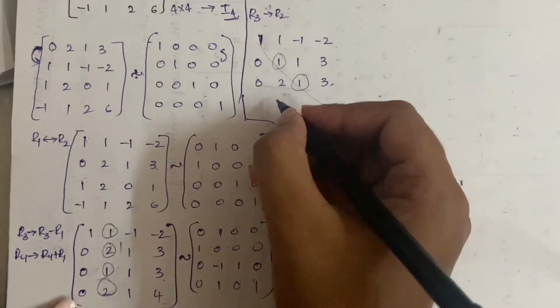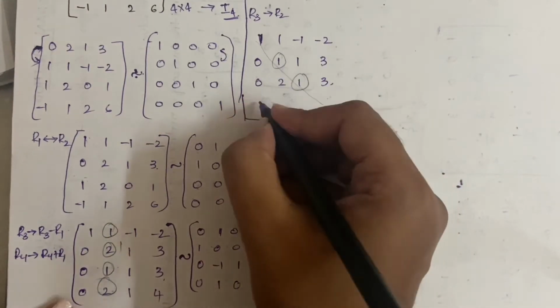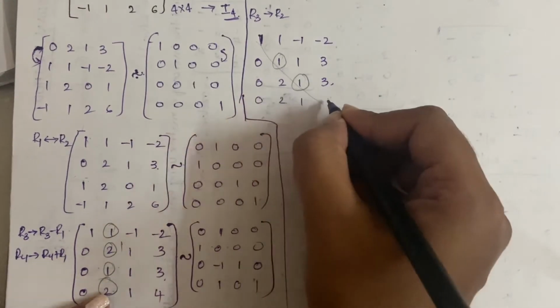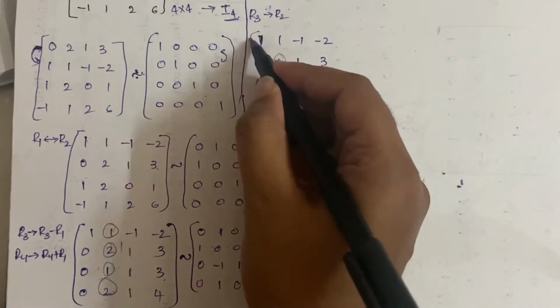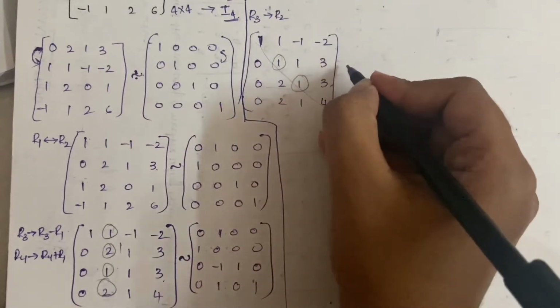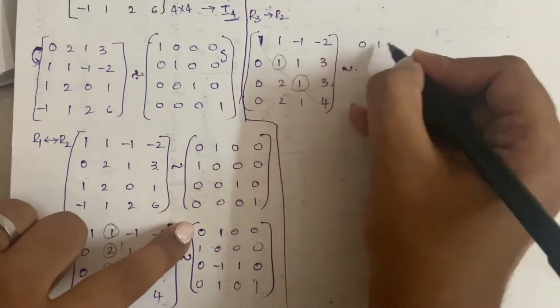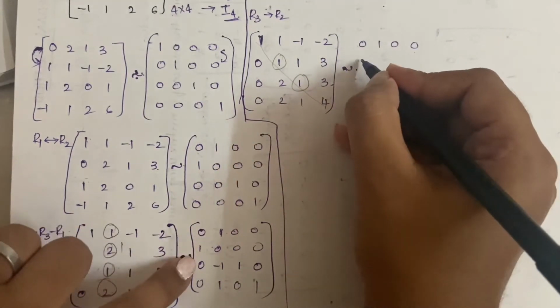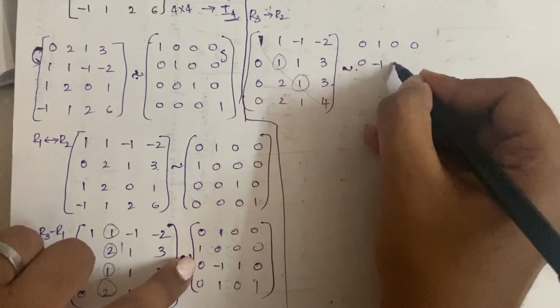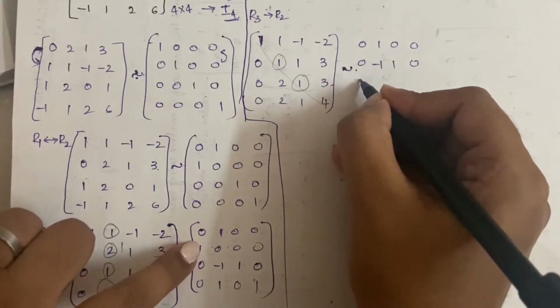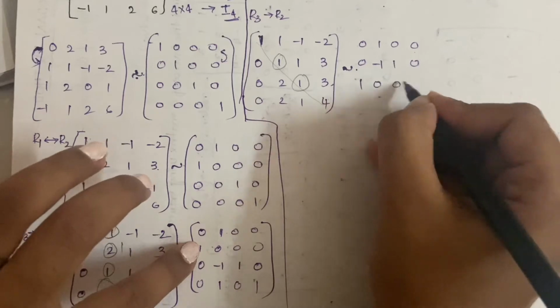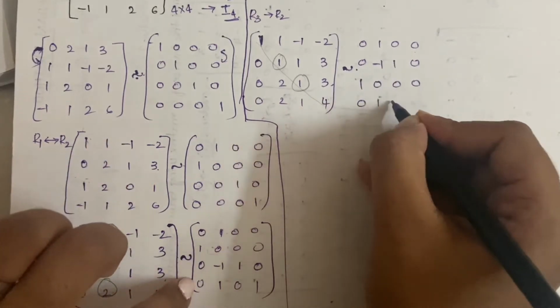Okay, next step, R4 as it is you can write. So 0, 2, 1, 4. Next, what will this identity matrix become? 0, 1, 0, 0, interchange 0, minus 1, 1, 0 and this one will come in the third, right? 1, 0, 0, 0 and last one as it is 0, 1.